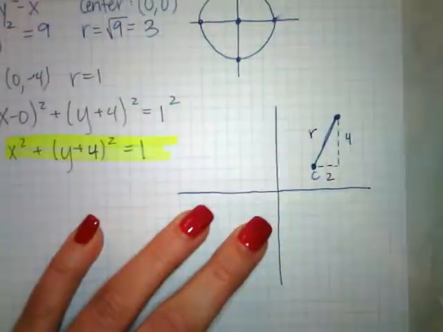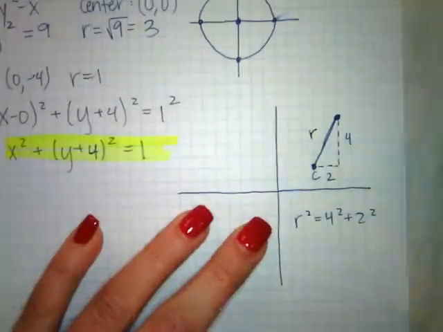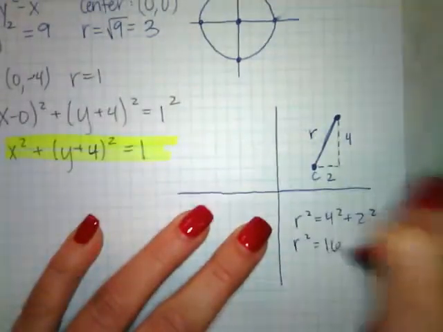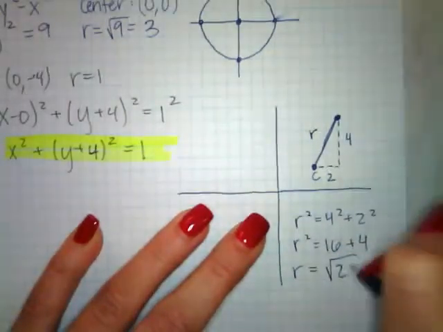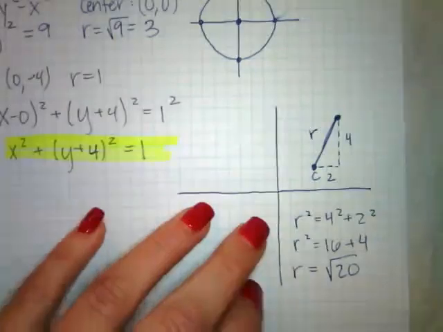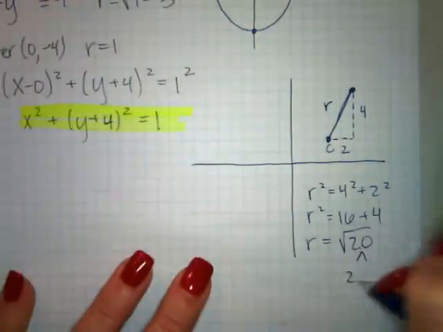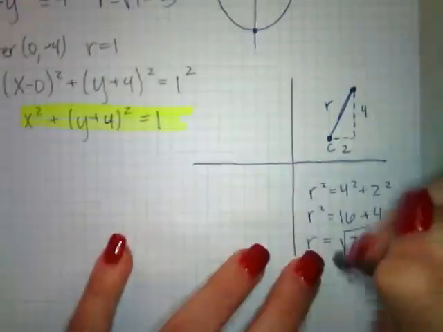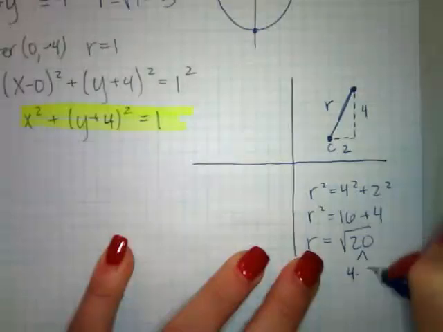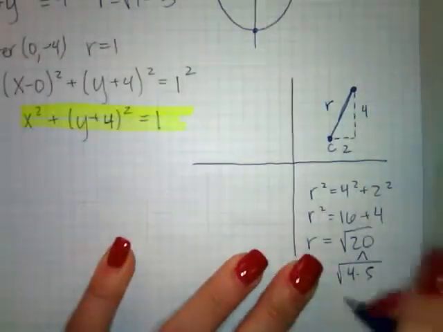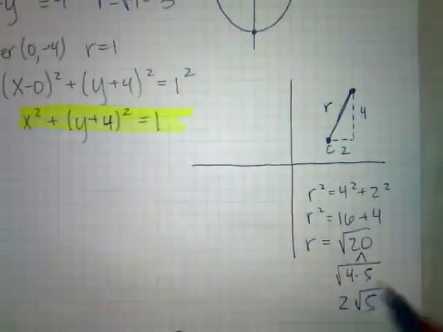That's 4, that's 2. So r squared equals 4 squared plus 2 squared. 16 plus 4. R is the square root of 20. Okay? If you wanted to simplify this, you could. I'm going to do it as 4 times 5. The square root of 4 is 2. So you have root 5 left underneath.